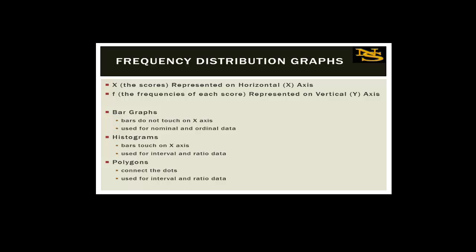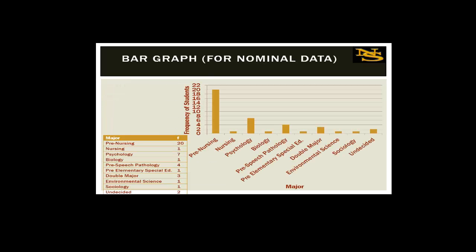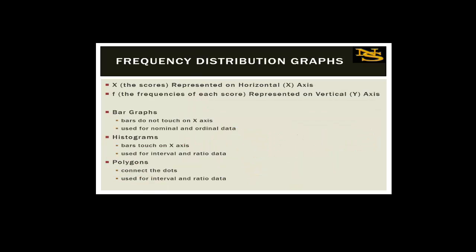Okay, so there's different types of frequency distribution graphs. Whenever you're graphing nominal and ordinal data, which typically are discrete variables, you use a bar graph. And in a bar graph, the bars do not touch each other. So just to give you a quick example of a bar graph, there's a bar graph. We'll get to that in a minute. The bars do not touch each other.